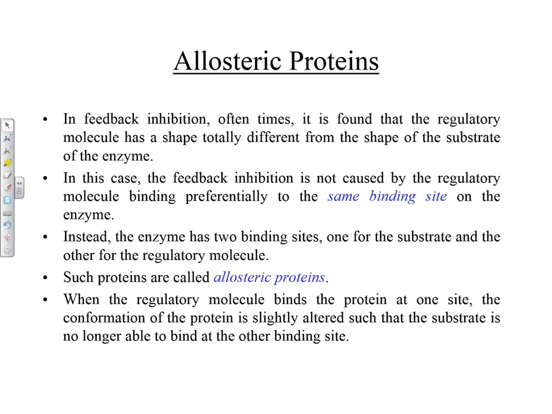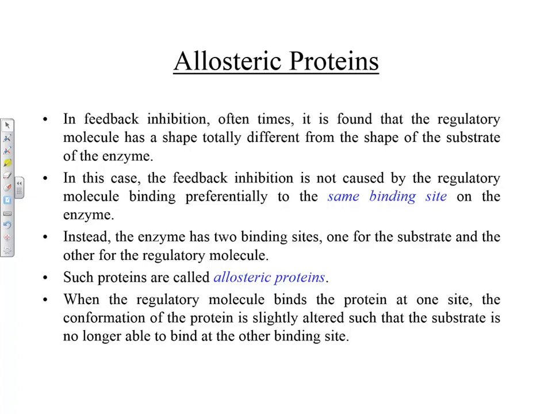So next I want to talk about a special class of proteins that are called allosteric proteins. Now in feedback inhibition, when you're producing some product and then that is slowing down the reaction, oftentimes it is found that the regulatory molecule has got a shape that is totally different from the shape of the substrate of the enzyme, right?